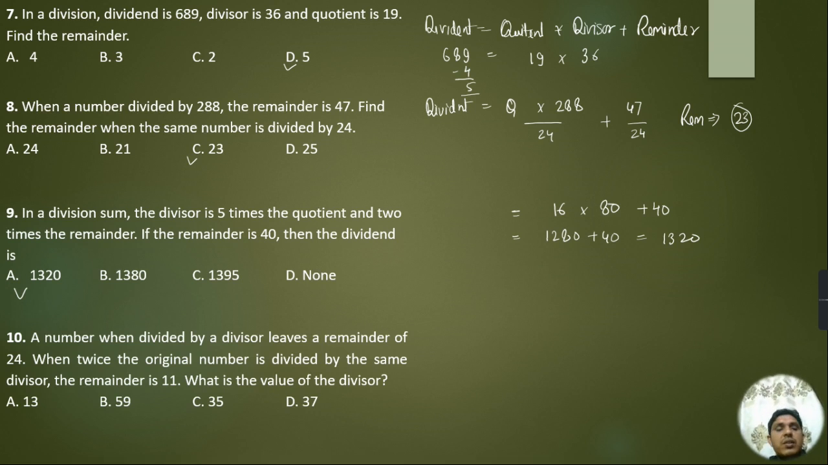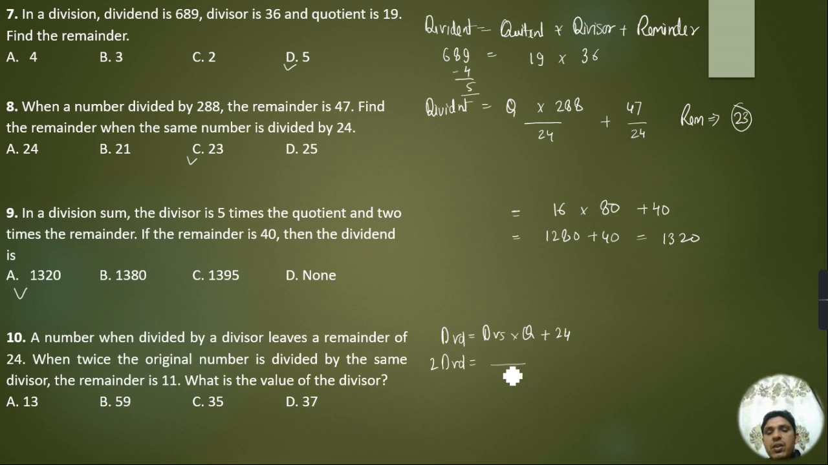Coming to the next question. A number when divided by a divisor leaves a remainder of 24, right? This is the dividend, and a dividend is divided by a divisor. So we get some quotient plus a remainder 24. When twice the original number, that means 2 times this dividend, is divided by the same divisor, the remainder obtained is 11.